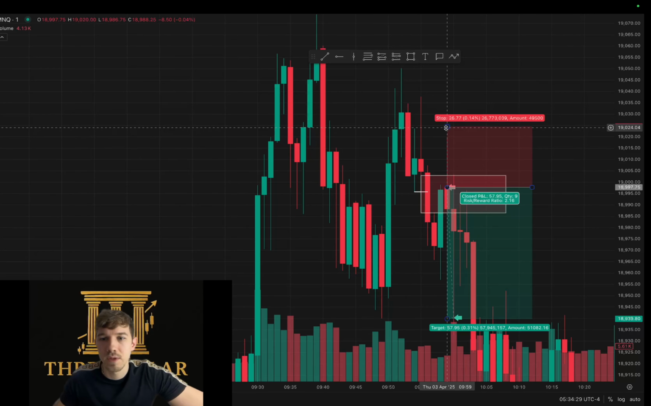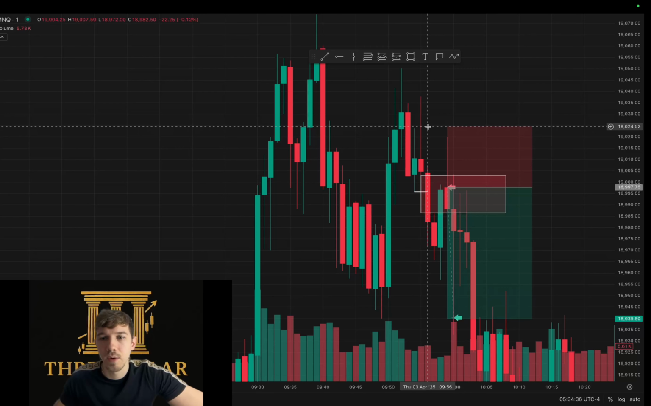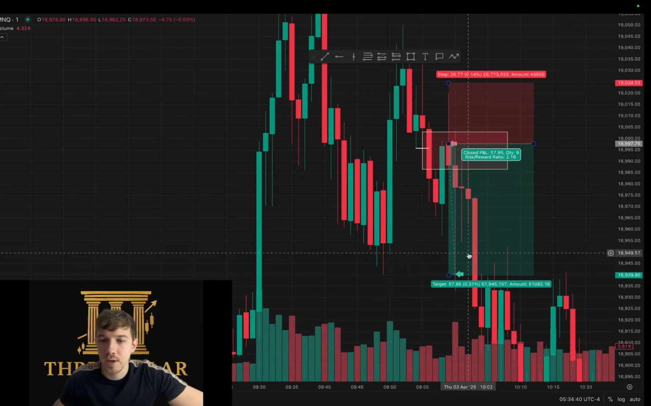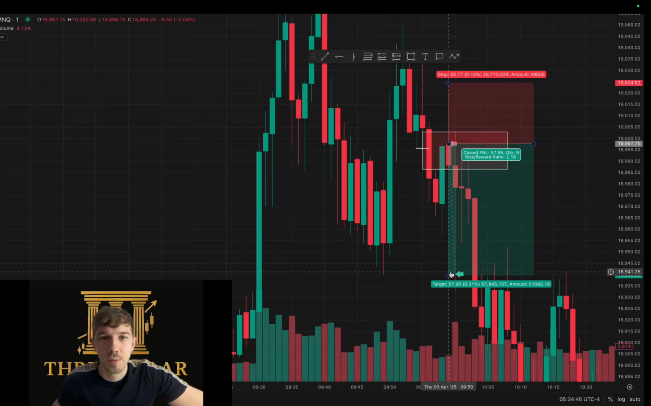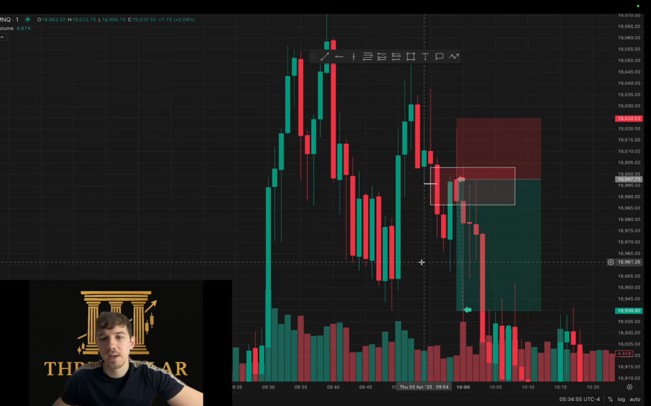Now the reason my stop was here is because it's above where the mitigation block was on ES, so this is a valid trade, and targeting a 1 to 2 or the nearest low that offers a 1 to 2, which in this case was 1 to 2.16. It's a very telltale sign that once you actually get that market structure shift, that price will start delivering lower if you have the bias aligned.